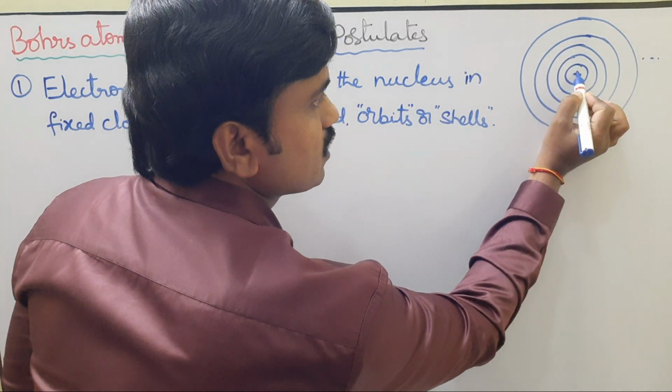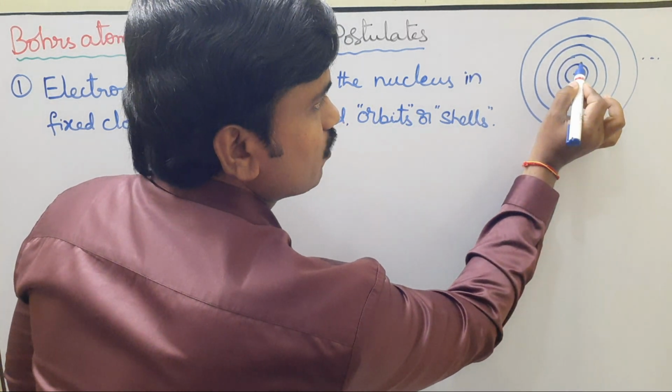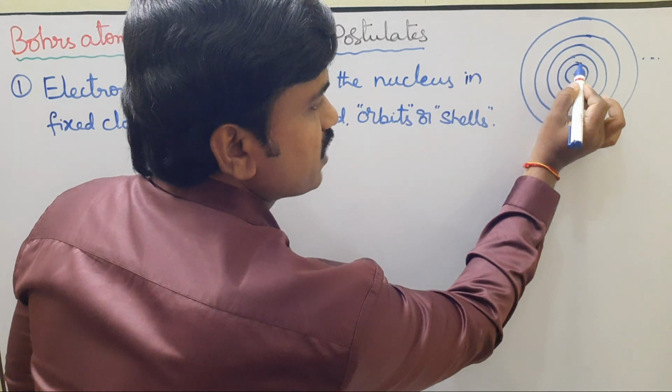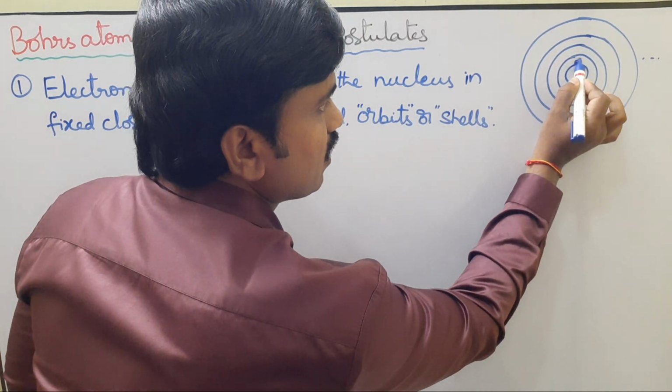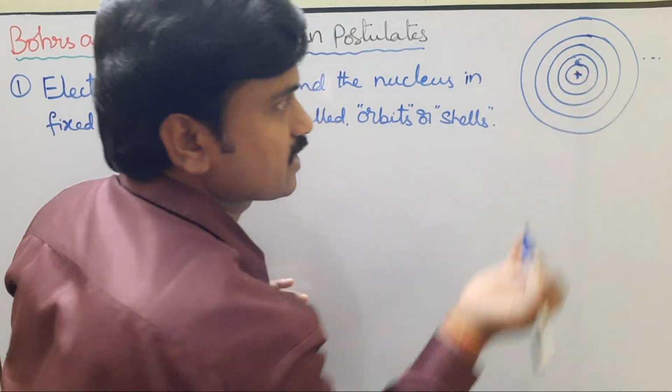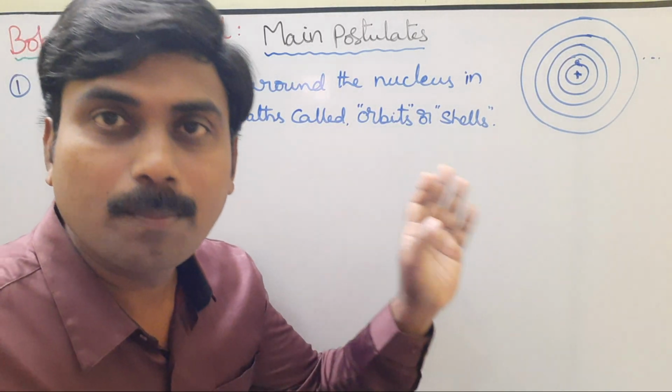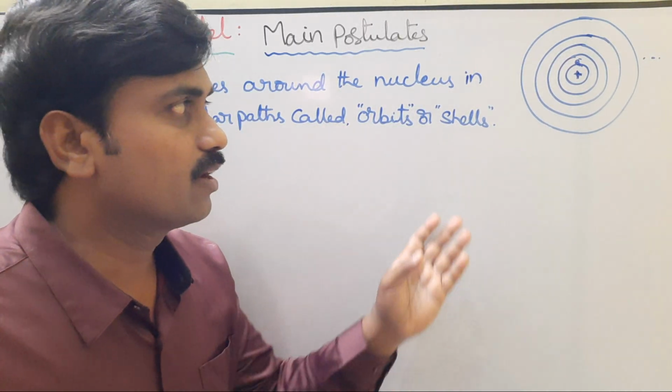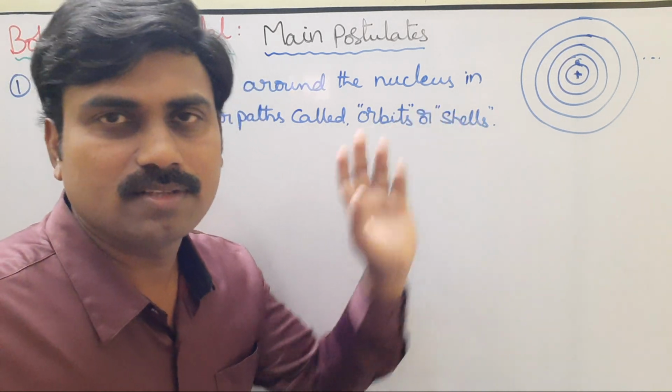So this is the nucleus. The nucleus has positive charge. Here electrons are revolving. The electron charge is negative. So negatively charged electrons are revolving around the nucleus. These are called orbits or shells. So here electrons are revolving in the shells.